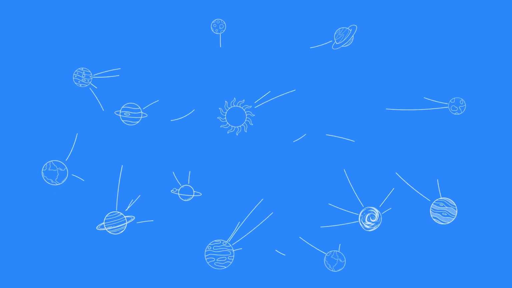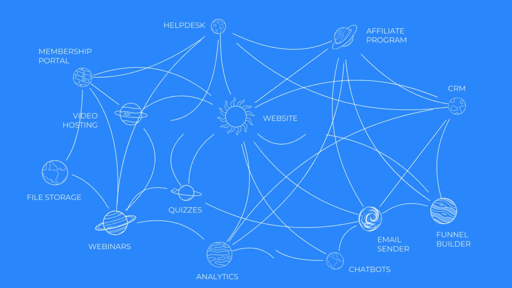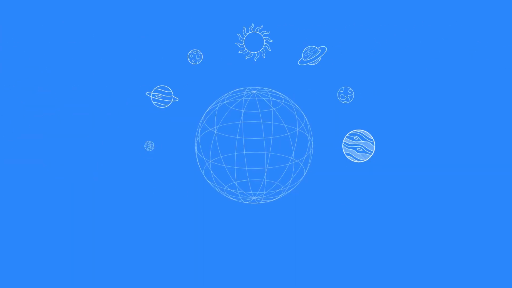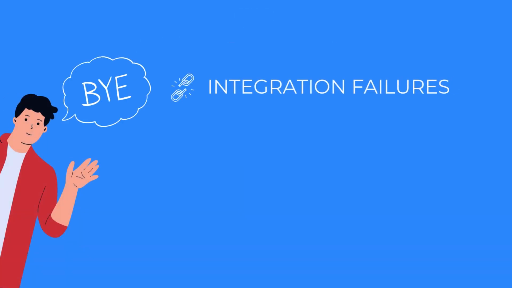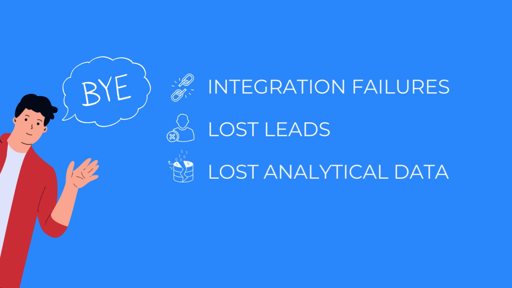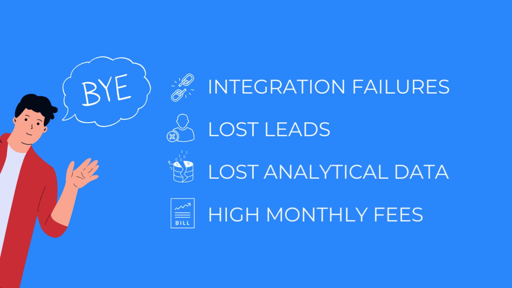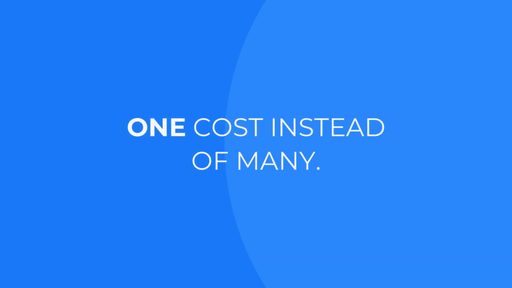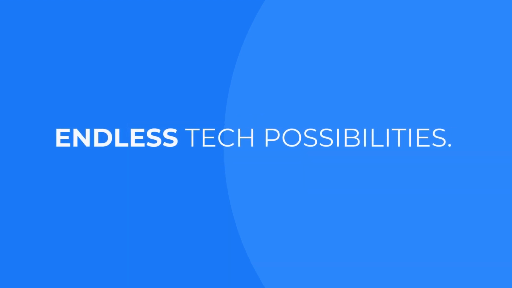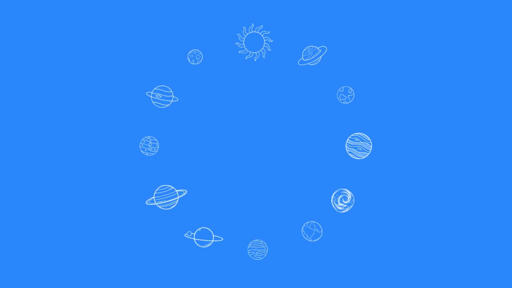AXL is specifically designed to replace the unreliable web of dozens of marketing apps with a single seamless business ecosystem. So you can say goodbye to annoying integration failures, lost leads, and analytical data, along with high monthly fees, one platform instead of many, one cost instead of many, and endless technical possibilities instead of endless problems.